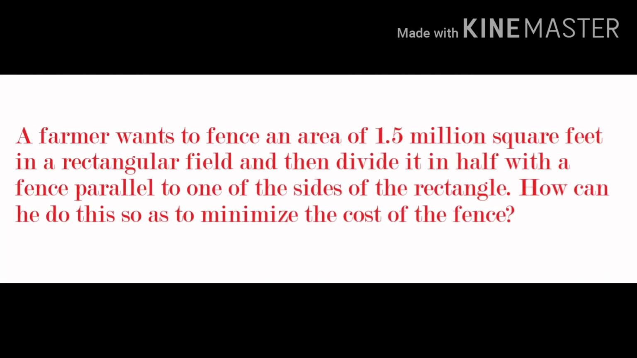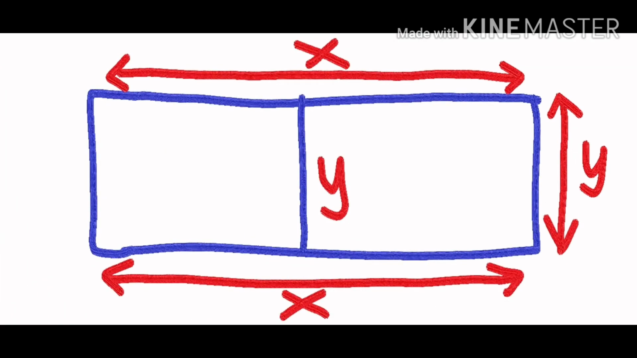And our next problem is all about optimization. We have this given: a farmer wants to fence an area of 1.5 million square feet in a rectangular field and then divide it in half with a fence parallel to one of the sides of the rectangle. How can he do this so as to minimize the cost of the fence? Our first step will be to draw a picture of the scenario that is described. The upper and lower part of the rectangle is x. The side in the center of the rectangle is y.